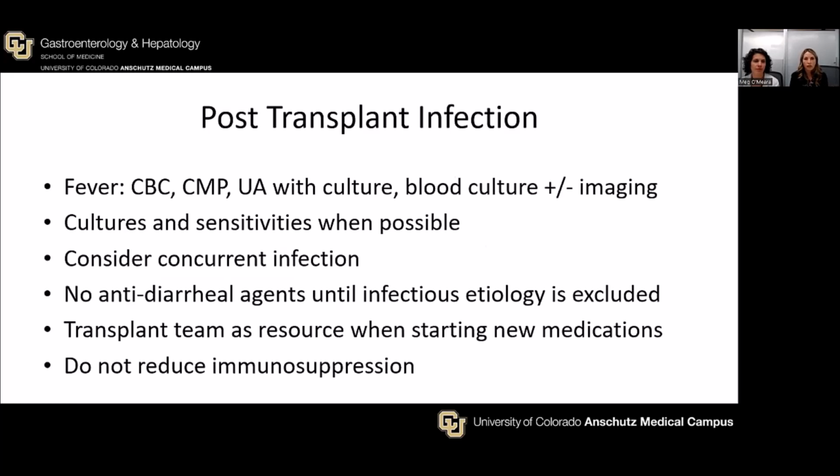Are they having urinary symptoms? Getting a UA with culture can be really helpful. Or are their alkaline phosphatase and bilirubin elevated? Do we need to be thinking about cholangitis? What's really helpful with fever is to get those cultures, whether it be blood or urine, and having cultures and sensitivities. This really helps us, especially when patients are starting to get recurrent infection, with choosing the appropriate antibiotics.